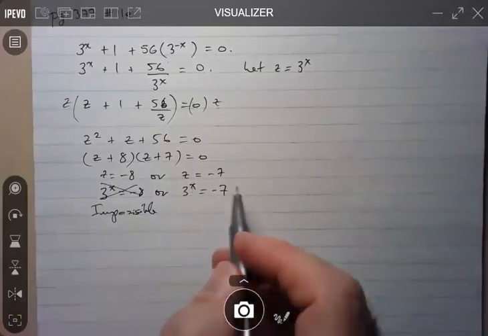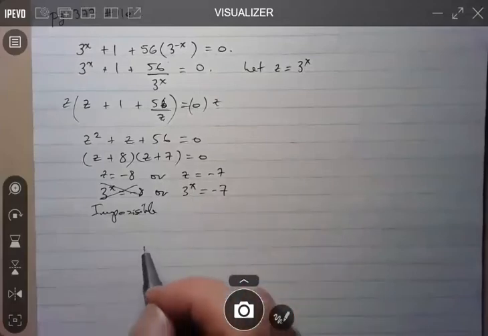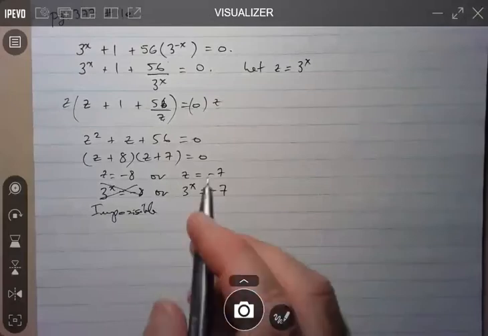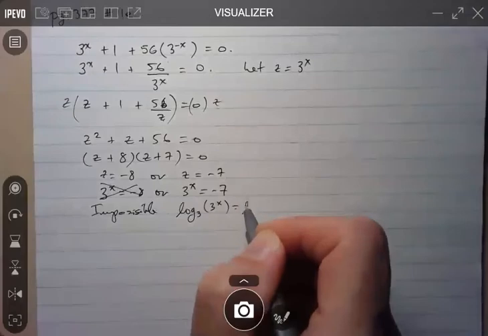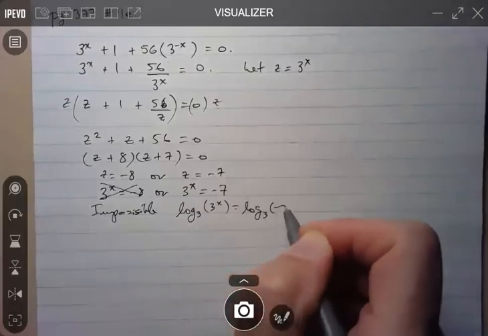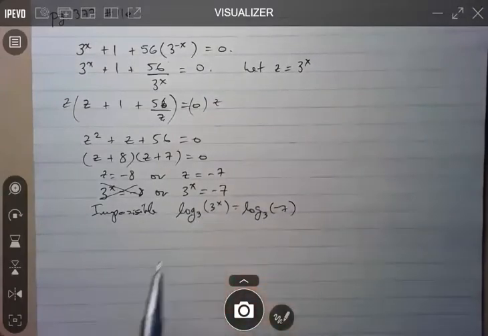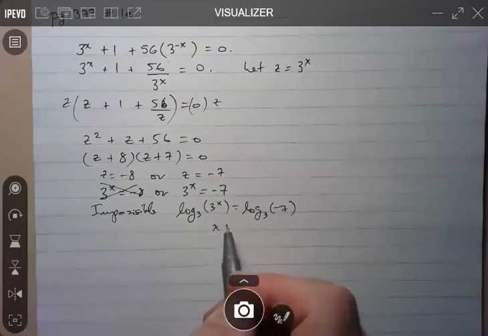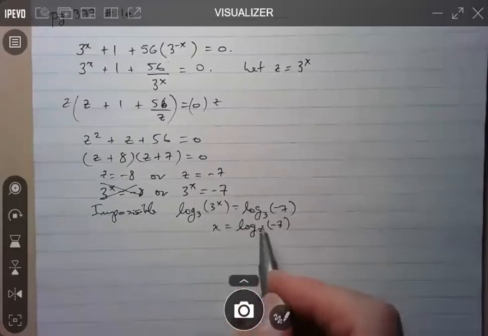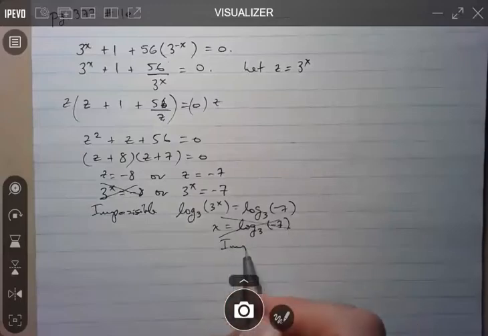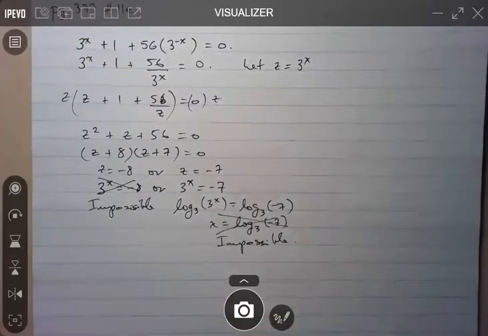Or even if I try taking the logarithm of both sides, let's say I take log base 3 of both sides, I have log base 3 of 3 to the x, which normally I wouldn't write. These are inverses of each other, but I'm writing it out just to show how this works. So I'm just left with x equals log base 3 of -7, and you cannot take the logarithm of a negative number. Okay. So that's perhaps why they didn't give any answer. I guess they should have said there's no solution instead of just leaving it blank.